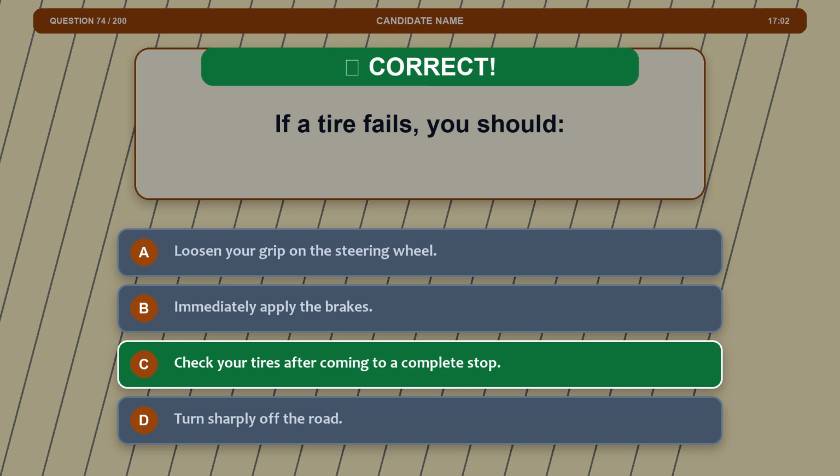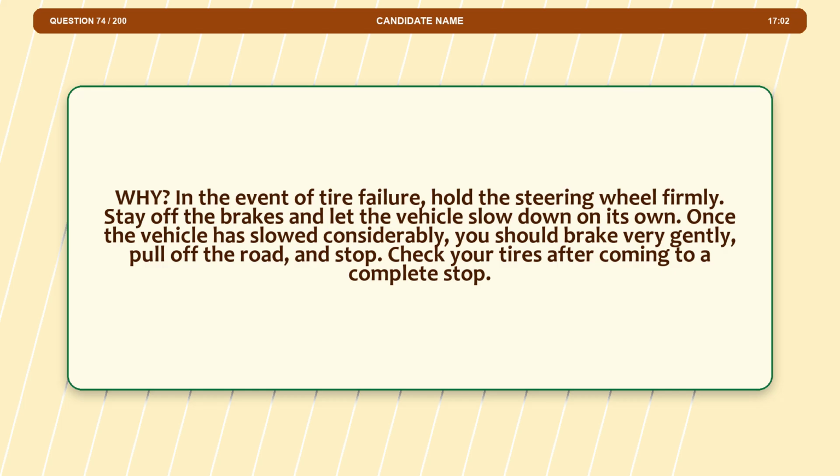The correct answer is option C. Check your tires after coming to a complete stop. Explanation. In the event of tire failure, hold the steering wheel firmly. Stay off the brakes and let the vehicle slow down on its own. Once the vehicle has slowed considerably, you should brake very gently, pull off the road, and stop. Check your tires after coming to a complete stop.